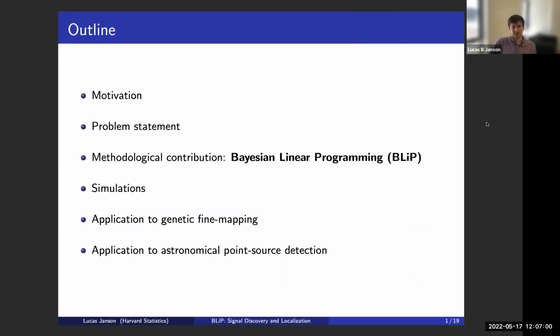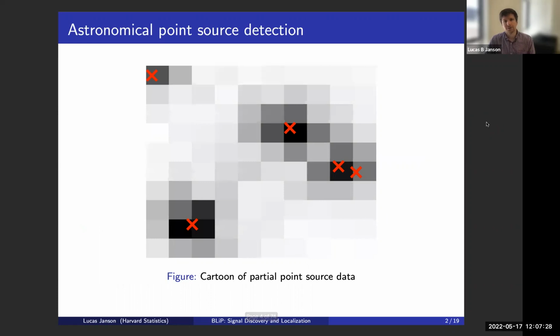All right, here's an outline of the talk. I'm going to briefly talk about motivation, then formally state the problem and talk about the method BLiP, briefly talk about simulations, and then, actually, these last two bullet points are in the wrong order because I flipped the order so that I would focus more on the point source detection application for you all. But I'm going to spend most of the time on that, and then maybe we'll briefly talk about the fine mapping application.